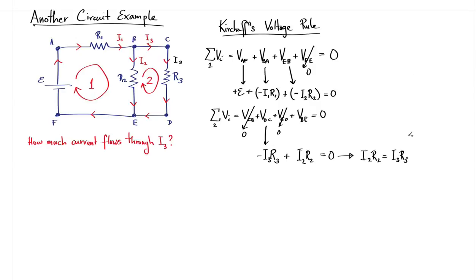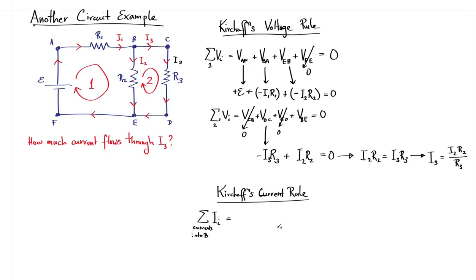All right. So we know I3. So if we solve for I3 here, we know that's going to be I2 R2 over R3. Unfortunately, we don't know what I2 is yet, right? So we still need some more information. And for that, we use Kirchhoff's current rule.